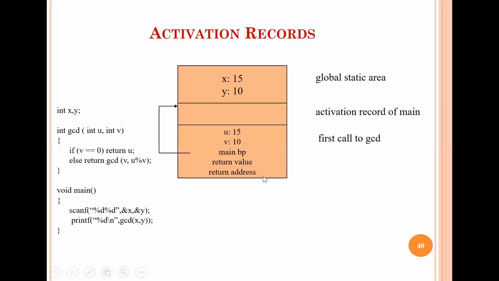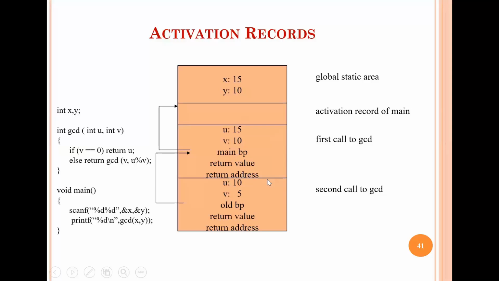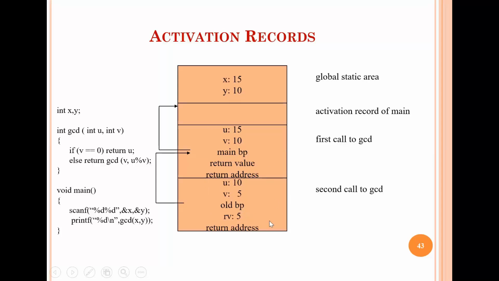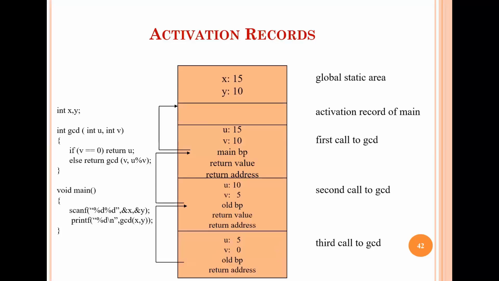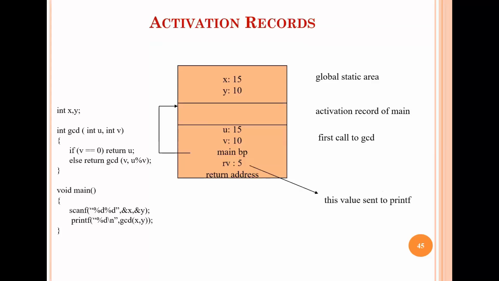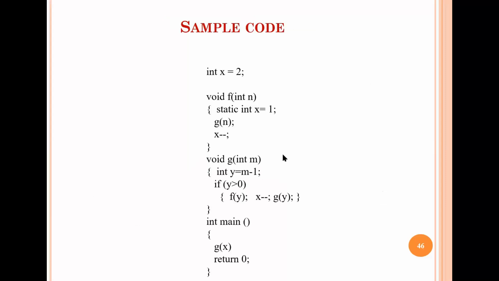block pointer, return value and address. Now we change the value. Again, we are giving a call. Here U is 10, V is 5. A second call is given and then a third call is given. We are generating the activation stack corresponding to every call to the procedure. Once that has been retrieved, we will free that particular activation record and the value will be sent to the printf statement.